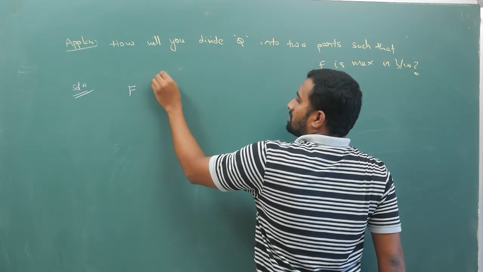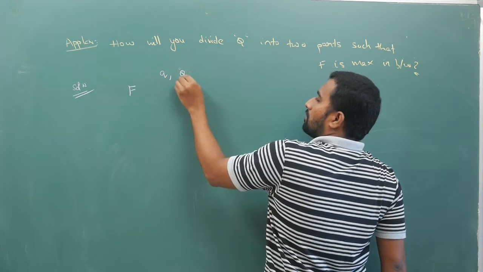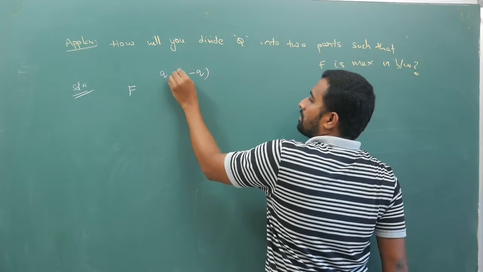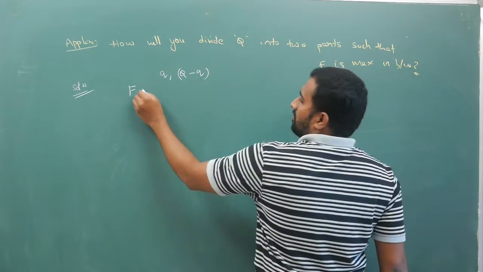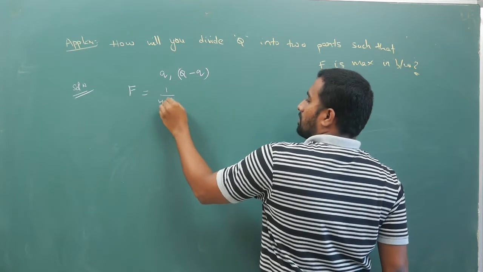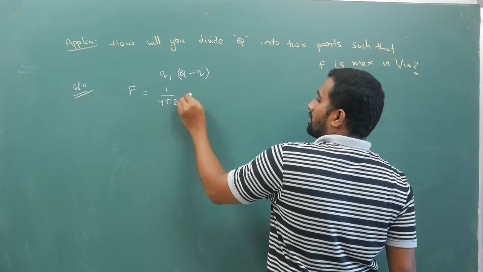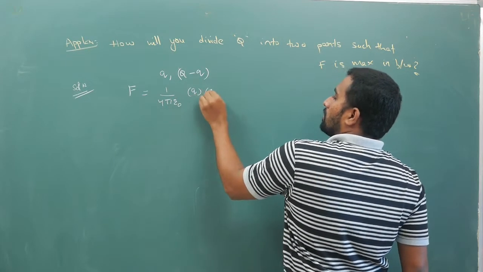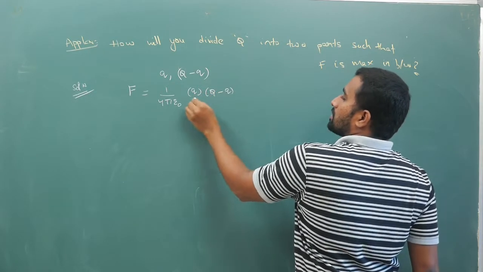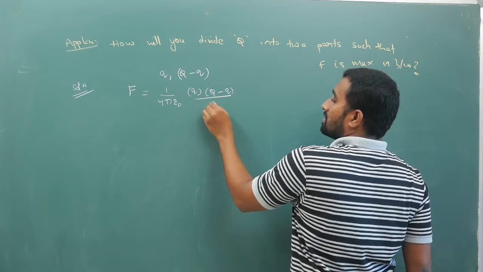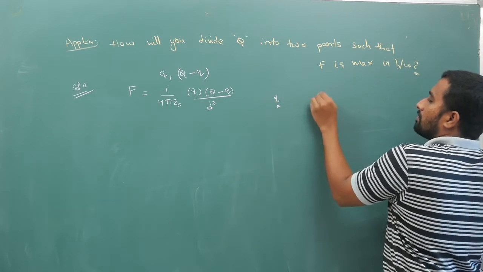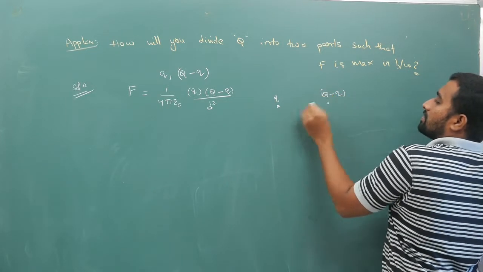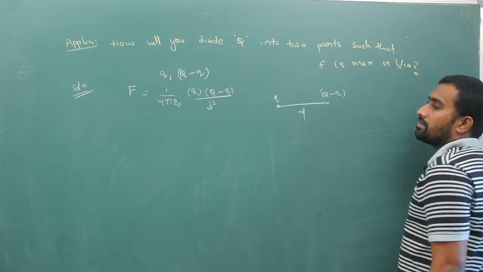if your charge is small q, another charge is capital Q minus small q. So now your force F is 1 by 4 pi epsilon naught into small q into capital Q minus small q by d squared, if you are placing these two at some distance d in between.